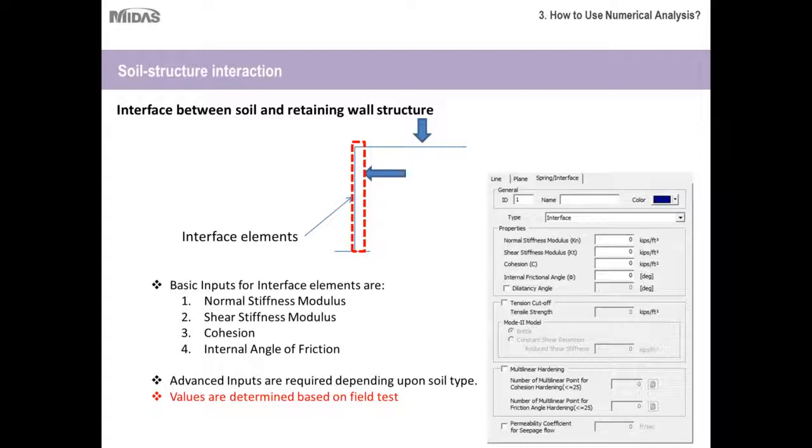I hope this explains the soil structure interaction and the role of interface elements in determining this soil structure interaction. Now, why is this soil structure interaction important? First, it determines the relative displacement, and secondly, it helps you understand the behavior of the wall members when the soil mass is deforming and settling down. Therefore, with the combination of these two, you can obtain optimal design forces for your structural components.